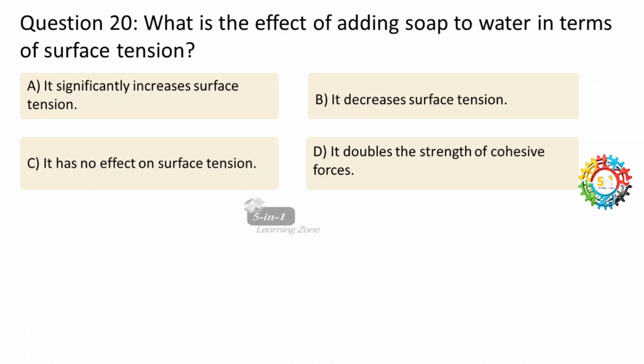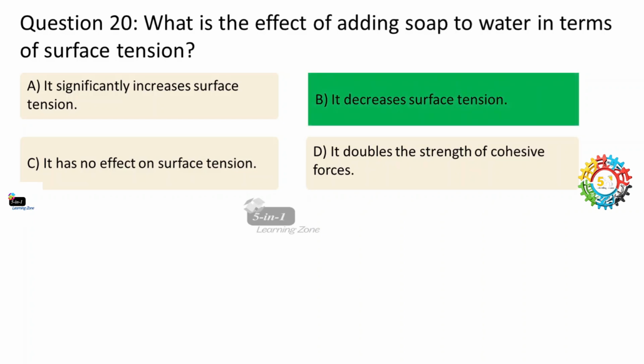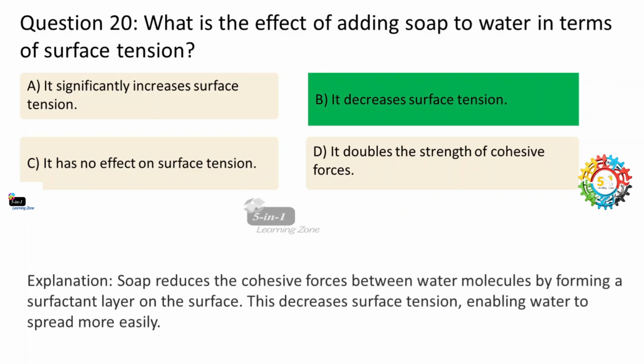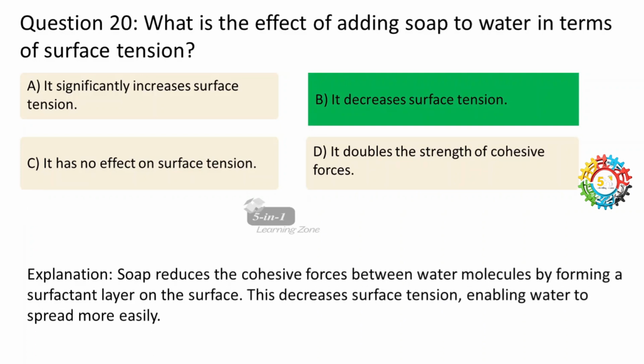20. What is the effect of adding soap to water in terms of surface tension? Answer: B. It decreases surface tension. Explanation: soap reduces the cohesive forces between water molecules by forming a surfactant layer on the surface. This decreases surface tension, enabling water to spread more easily.